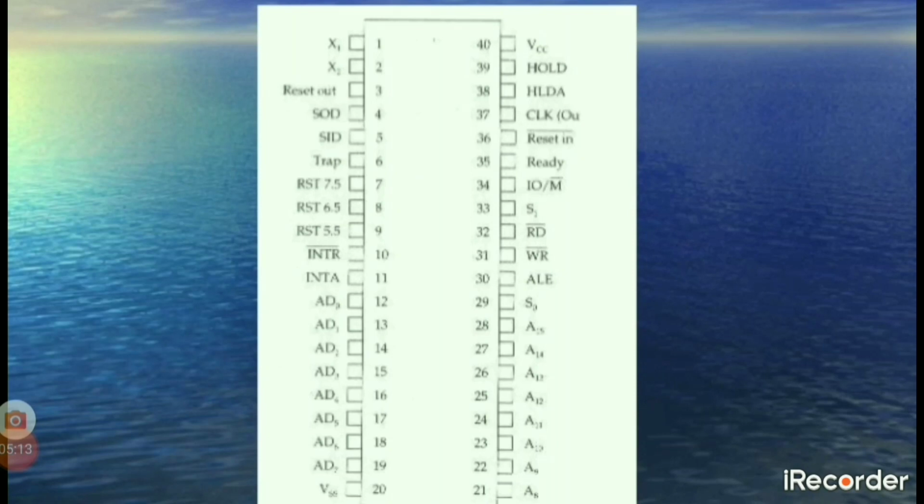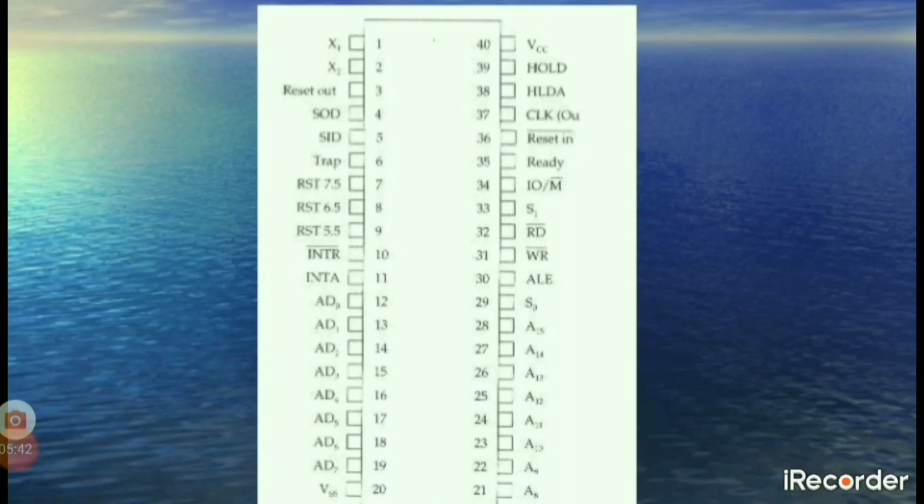Now moving to the 11th pin, INTA, interrupt acknowledgement pin. This shows an output signal. When an input is added from outside, then the processor will send an acknowledgement. It is ready for the work and removes the interrupt first, and then it will come to its main function.